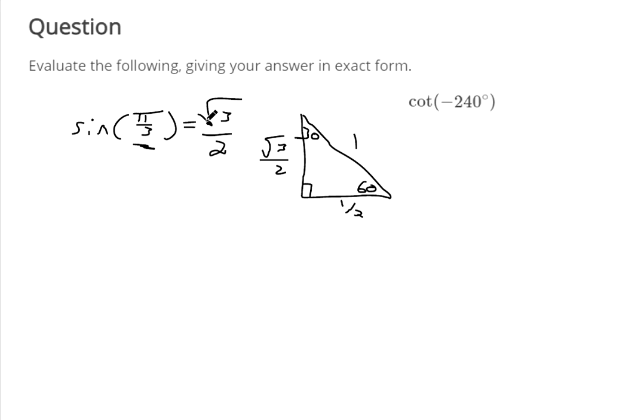You could Google search a sheet of exact values for trig values to help you out. But this one we're dealing with cotangent, and it's negative 240. That's just not a value we typically memorize. So let's make it positive. Let's add a full rotation to it because it will be the same ratio. It's the same terminal side. So negative 240 plus 360 makes 120 degrees.